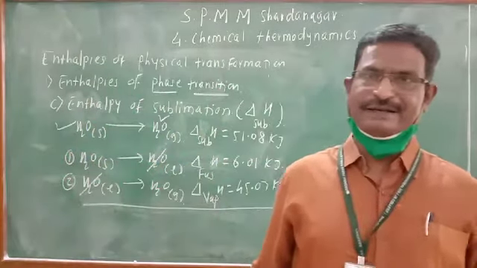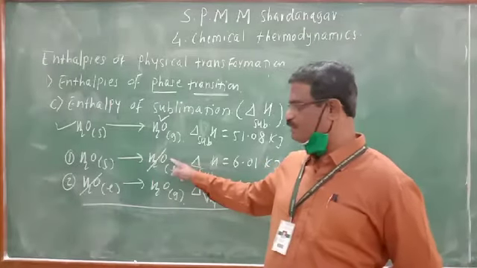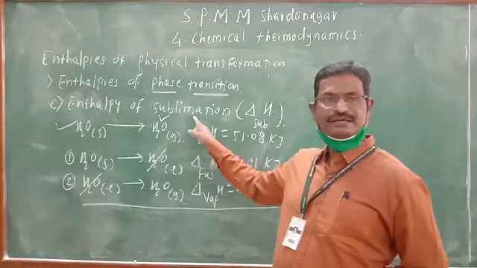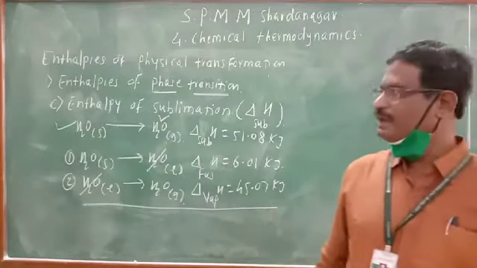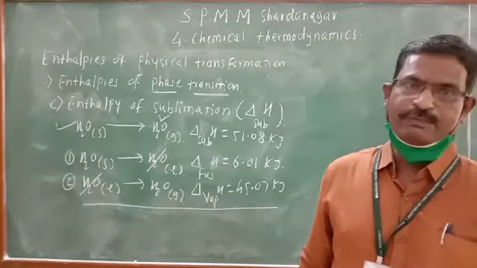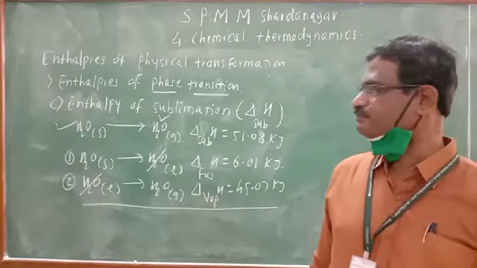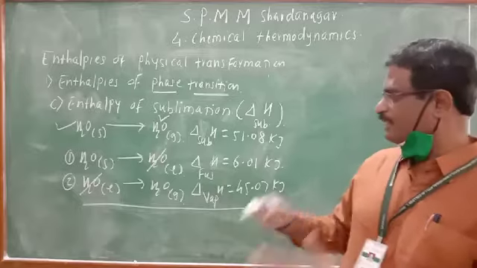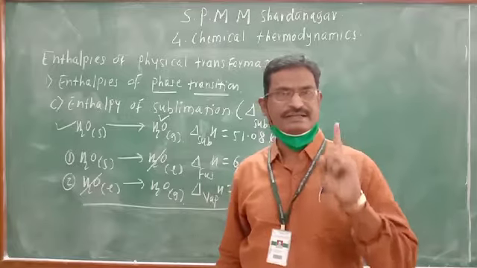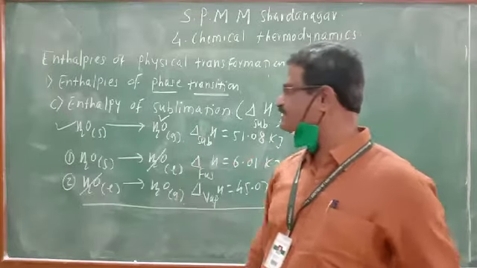So enthalpy of sublimation can be obtained by adding the enthalpy of fusion and enthalpy of vaporization, because enthalpy of sublimation is the enthalpy change whenever 1 mole of solid is converted to 1 mole of gas without passing through the liquid at constant temperature and pressure. The other way, if gas is converted to solid, what is that process? That is also sublimation. So enthalpy of sublimation can also be defined in the opposite manner.